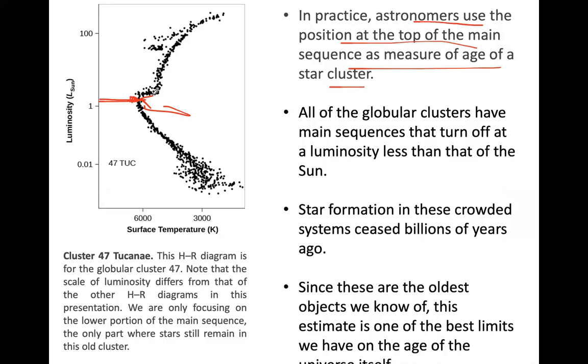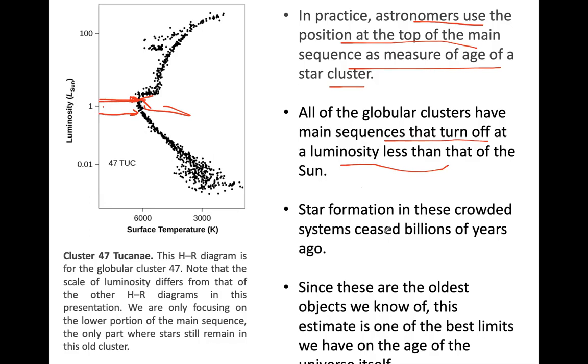All of the globular clusters have main sequence that turn off at a luminosity less than that of the sun. So that's a property of globular clusters. You can see that the globular clusters have this main sequence turn-off point with the luminosity less than that of the sun. So here is the solar luminosity 1. So this should probably be the turn-off point, you can take somewhere right here, right? Because the stars curve off at that particular point.